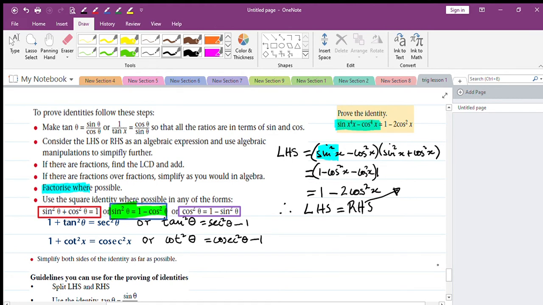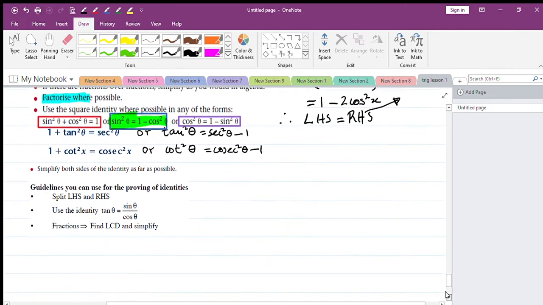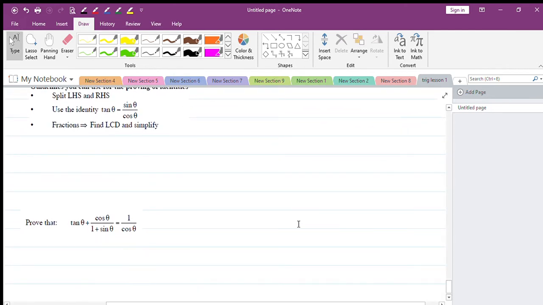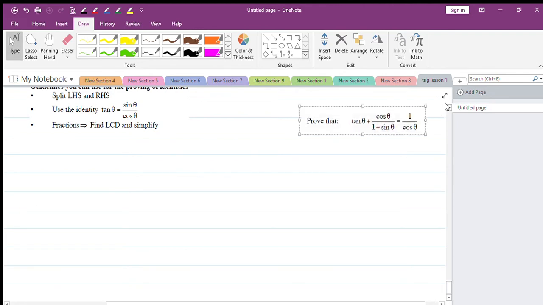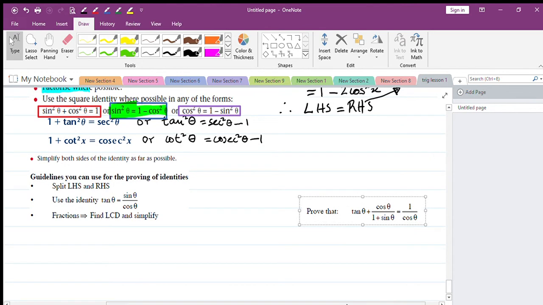Okay, let's look at the second question. What does the second question say? Oh, okay, the second question is a fraction. Let's bring it up here, and then we'll start working with it.